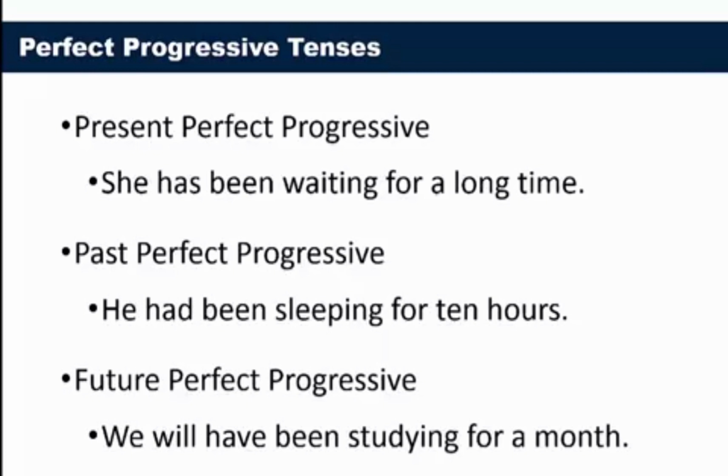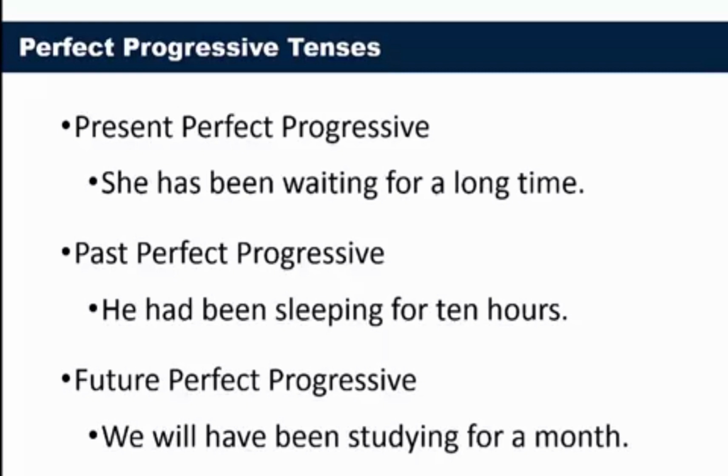Past perfect progressive shows that something was happening in the past and may have been going on before something else. He had been sleeping for 10 hours. That means that he was doing this action continuously for the duration of 10 hours. The focus is on the length of time that he did this. Past perfect progressive is made with a past tense of have, so we have had again, then a past participle of the be verb been, and an ing.